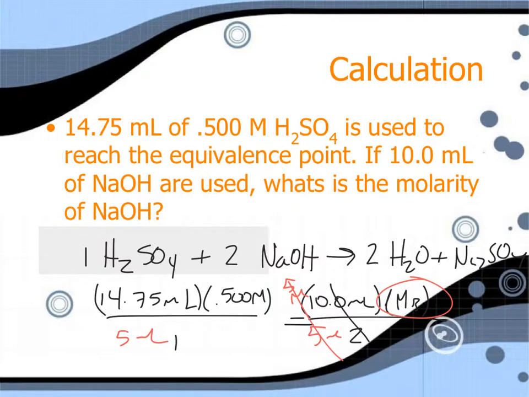If I punch this into my calculator, I take 14.75 times 0.5 divided by 5, and I'll get the molarity of the base, and that's equal to 1.48. Actually, I get 1.475, but I round that to 3 significant figures to get 1.48 molar of the base.